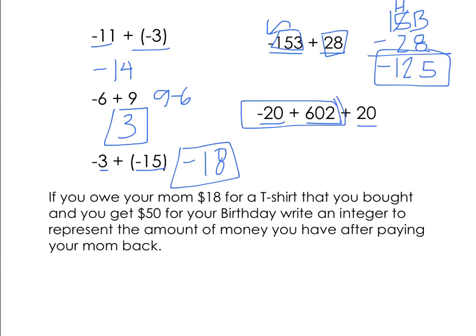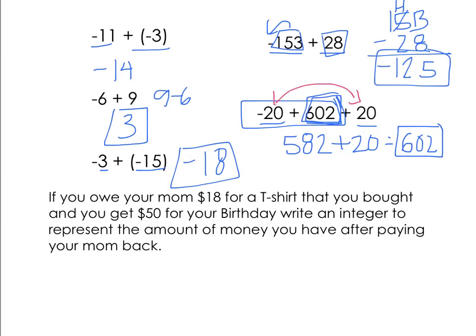So these are different signs. Since they're different signs, I'm going to subtract. I get 582 and keep the sign of the higher number. The higher number is positive, so I keep it positive and add 20, and I get 602. Now, I have to show you something. Do you notice how I got the answer that's in the middle? If I were paying more attention to begin with on this problem, I would notice that I have a negative 20 and a positive 20, and these two will just end up canceling each other out.